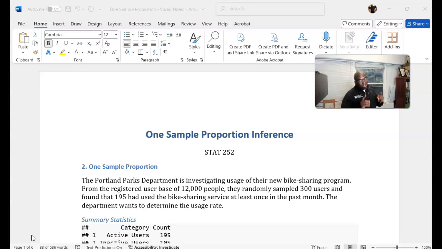Did they give us a claim? No. Did they give us a hypothesis? No. They just said, I want to know the rate. Okay, so that gives you some extra information on what we're going to be doing here.